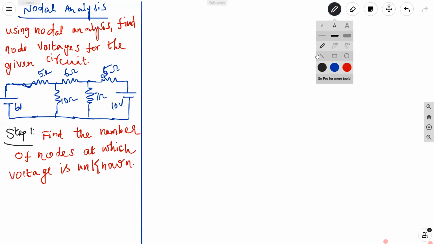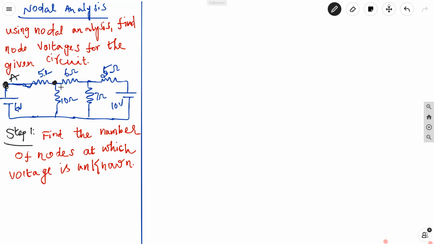We can claim this as a node, right? Because it is connecting the 6-volt battery and the 5 ohm resistor. So I'll take this as a node and name it A. Then obviously this point is also a node because it is connecting 3 elements. You know the basic definition of a node: the point at which 2 or more elements are connected together.